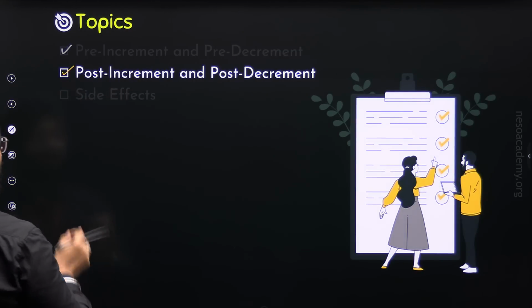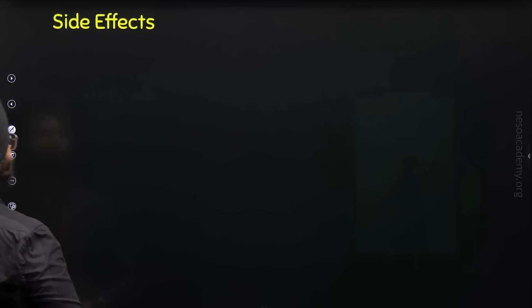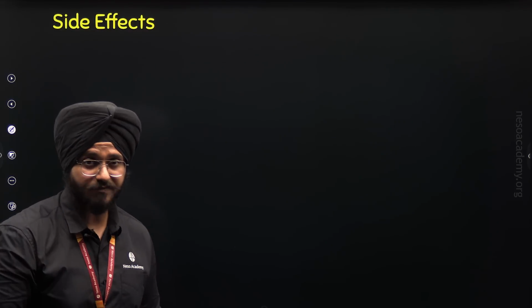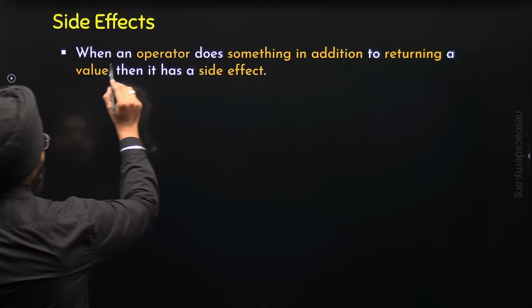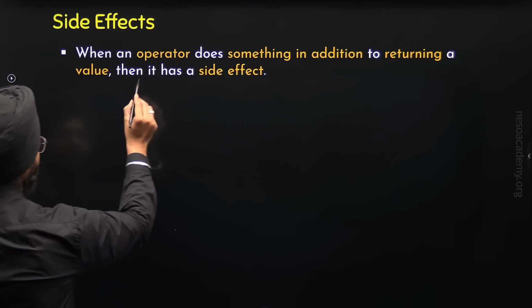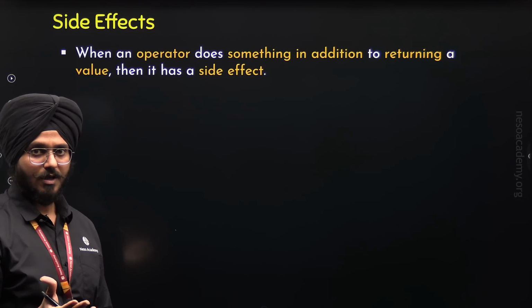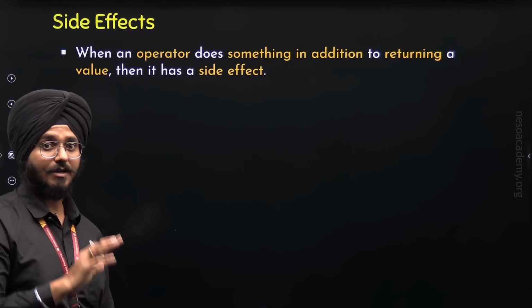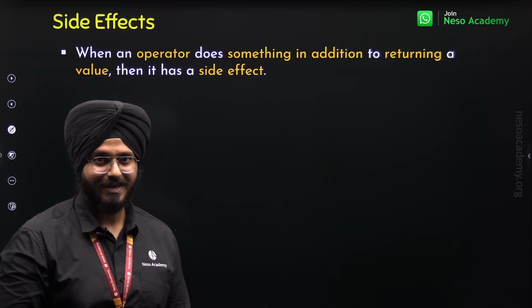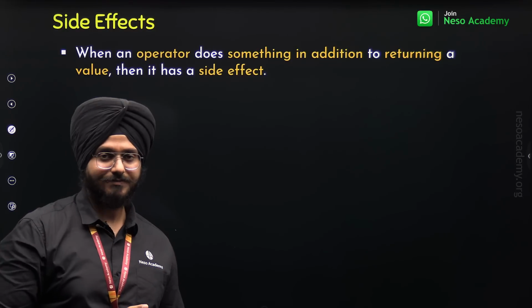Now let's move to the last topic where we will understand the concept of side effects. So what is a side effect? Here I have mentioned the meaning of side effect. When an operator does something in addition to returning a value, then it has a side effect. When some operator returns some value and apart from returning a value, it also does something else, then that operator is said to be having a side effect.